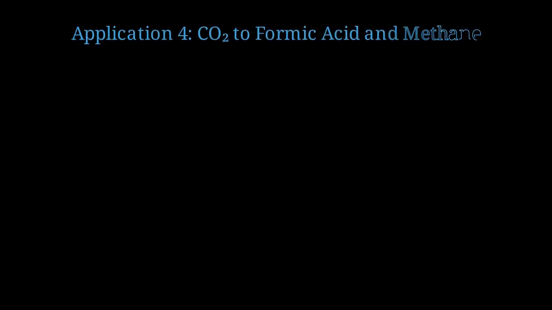Let's explore two more products, formic acid and methane. Both have important applications and can be produced efficiently using nanocatalysts. Formic acid is produced by carbon dioxide plus hydrogen yields formic acid. This is a simpler reduction than methanol, requiring only 2 electrons.